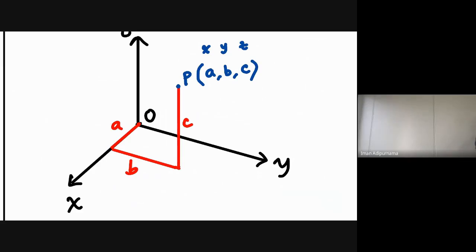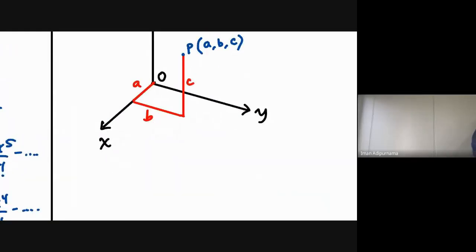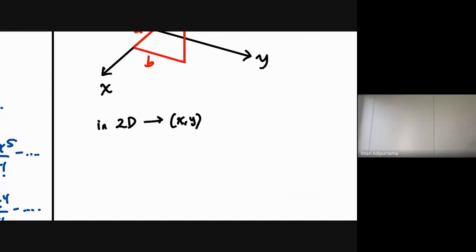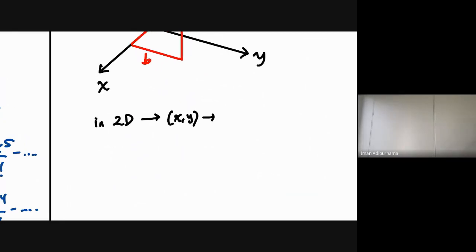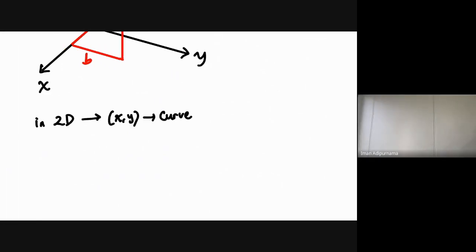And another thing: in 2 dimensions we have X, Y, right? And the outcome of this is a curve, right? By taking point by point, we can make a curve. We call this 2 dimensions. In 3 dimensions, we have X, Y, and Z.